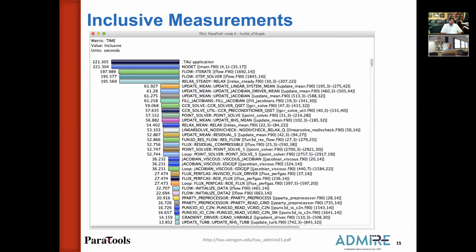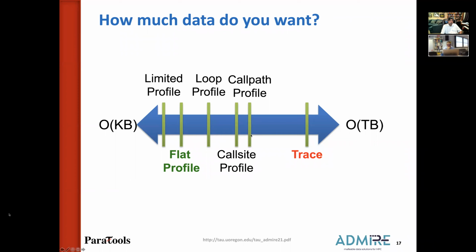We can generate a number of different profile files, starting from a flat profile that just shows you the time spent in different code regions, but does not show you who called that. We have call site profiles, which show you exactly where that function was called, or call path profiles that can show you the complete call graph of parent-child relationships. We even have loop profiles like you just saw, or even a limited profile where we can eliminate some functions and create a compact profile. Now, all the way to trace files, which have detailed timestamped logs.